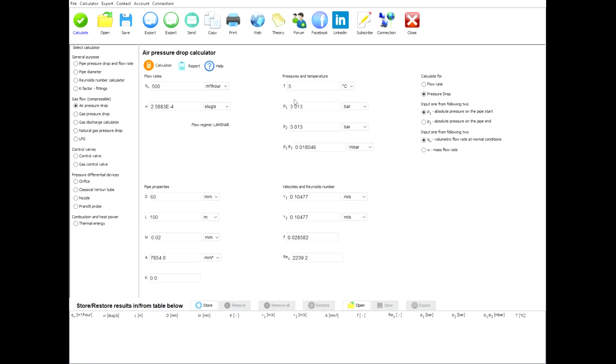For the pressure at the beginning of the pipeline, enter 5.013 bar. We click the calculate button and get the value of the pressure drop of 95.67 mbar.